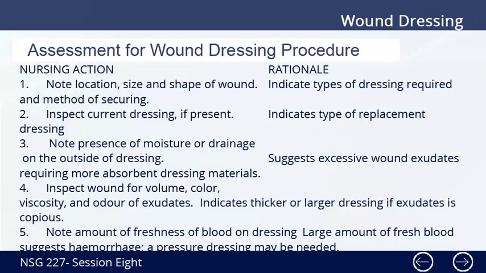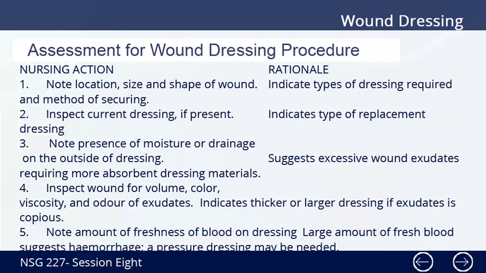Assessment for wound dressing procedure. Nursing action, rationale. 1. Note location, size and shape of wound. Indicate types of dressing required and method of securing. 2. Inspect current dressing if present. Indicate type of replacement dressing. 3. Note presence of moisture or drainage on the outside of dressing. Suggest excessive wound exudates requiring more absorbent dressing materials.